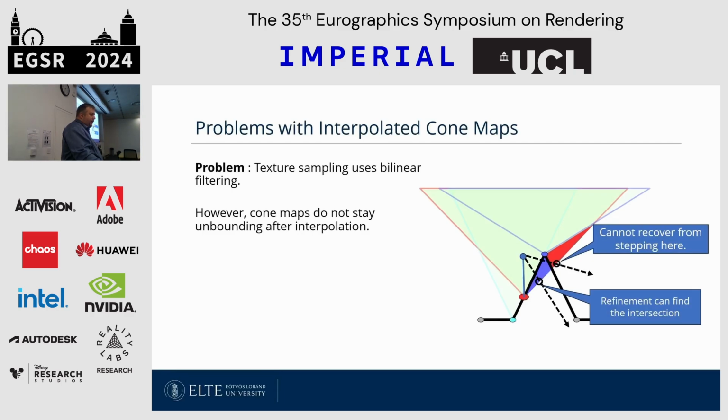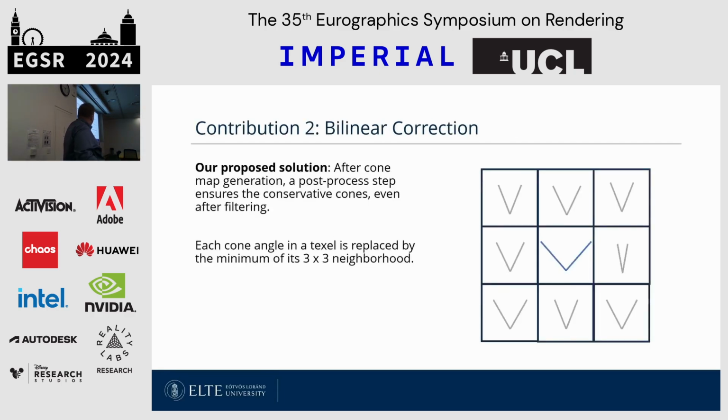For this problem, we are proposing another technique, a cross-process step. This is our second contribution. In this step, we have the result of the cone generation, either relaxed or conservative. And then for each pixel, in every 3x3 neighborhood, we choose the minimum and simply set it there. So let's check what these two contributions already produced.